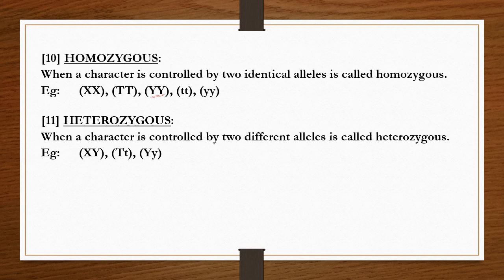Heterozygous. When a character is controlled by two different alleles, it is called heterozygous. So examples, X Y, capital T small t, capital Y small y. In this pair of letters, one is a capital and another one is a small letter. So two different letters, capital and small, indicate heterozygous. If it is controlled by two identical alleles, that is called homozygous.